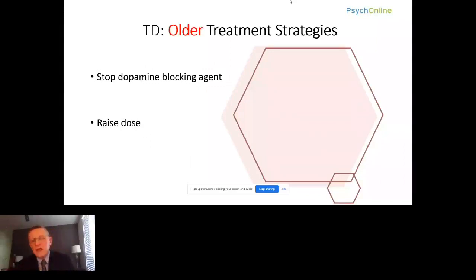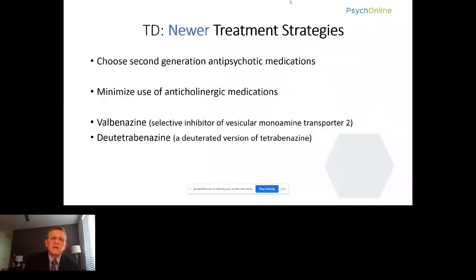The older treatment strategies for tardive dyskinesia involve stopping the dopamine blocking agent, which often didn't do anything. And of course, the patient goes without treatment. The other strategy was to raise the dose. Now, this would help temporarily. You would block the movement disorder for a time until the medication caught up, and then it would return. So you'd be steadily raising the dose and eventually winding up exactly where you were. That's kind of a failed strategy.